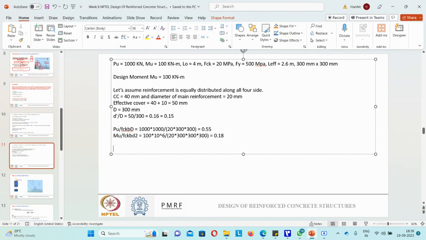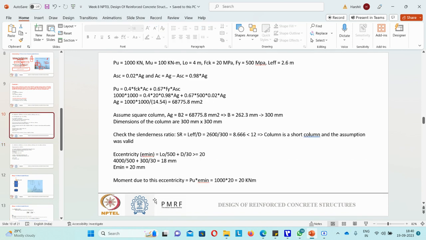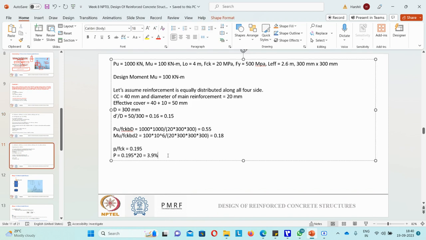So I will assume that the p by fck value will come out to be between 0.19 and 0.2. So let's take a midpoint, 0.195. I know the fck, it is 20, so my p will be 0.195 times 20, which is 3.9%. This is the percentage of steel that we need to provide. Initially, when we considered just axially loaded, we assumed 2%. Now we are getting 3.9%.